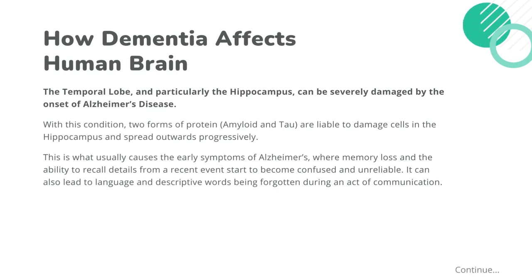The temporal lobe, and particularly the hippocampus, can be severely damaged by the onset of Alzheimer's disease. With this condition, two forms of protein, amyloid and tau, are liable to damage cells in the hippocampus and spread outwards progressively. This is what usually causes the early symptoms of Alzheimer's, where memory loss and the ability to recall details from a recent event start to become confused and unreliable. It can also lead to language and descriptive words being forgotten during an act of communication.